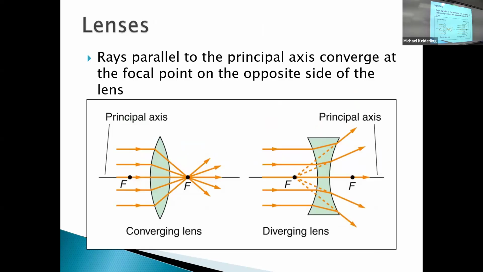Now, when you have a converging lens, rays that come in parallel to a converging lens will focus at the focal point. With a diverging lens, rays that come in parallel to a lens will appear to have come from the focal point on the side that the rays were coming in. They're going to spread out like with a diverging mirror.